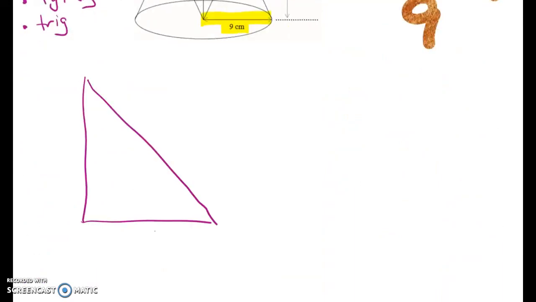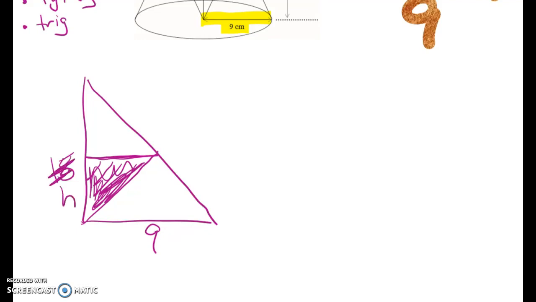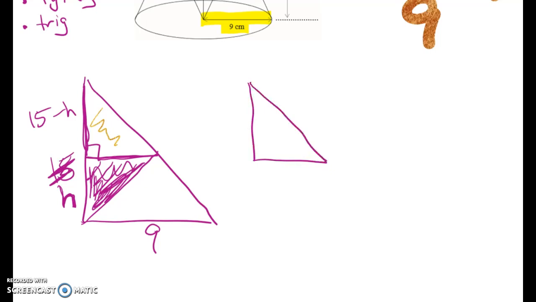Okay, so here's my big triangle. That's 9 and that's 15. When you first look at this question, it's quite hard to see what to do because I tend to focus on that triangle there, and it's not obvious if that's similar or not. But if we break it down further, we're given that the height of that cone is h, and so the height of this bit has got to be the leftover, 15 minus h. Once you start looking at this triangle in here, it's much easier to see that this little triangle and this big triangle are similar.